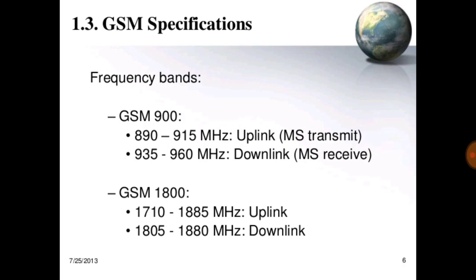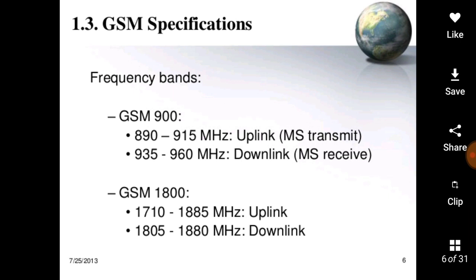Here are the frequency bands of the GSM specifications. What are the frequency bands? For uplink, we are using 890 to 915 MHz. For downlink, 935 to 960 MHz. Uplink means transmitting data from your mobile station to the base station. Downlink means transmitting data from the base station to the mobile station. So we use different frequencies for uplink and downlink.